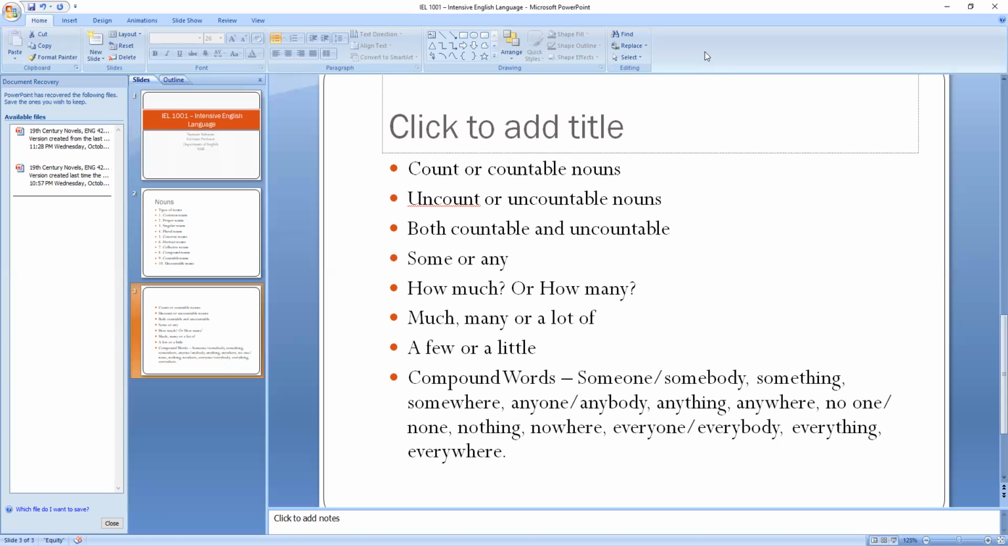Let's go to much, many, or a lot of. As I told you, much goes with uncountable nouns, many goes with countable nouns, and a lot of can go with both. For example, we can ask, is there much salt in the shop? If there is much, we can say yes, there is lots.